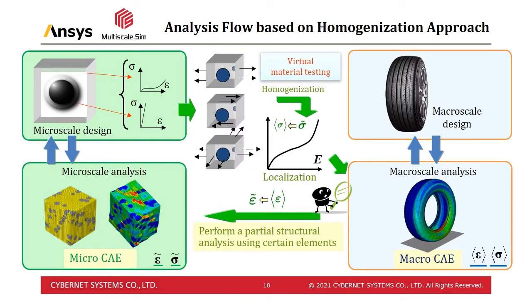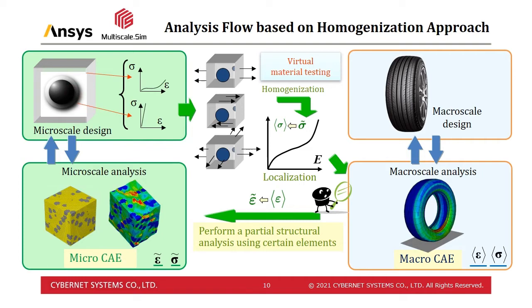What you can see here is a schematic diagram to explain the procedure for Multiscale.sim. Multiscale analysis adopted in our product divides the analysis object into two types of models, which are called the Microscale Model and Macroscale Model, respectively. The micro model expresses the non-homogeneity of the microstructure of composite materials. In the case of a tire, the micro model is made of rubber matrix and carbon black filler.